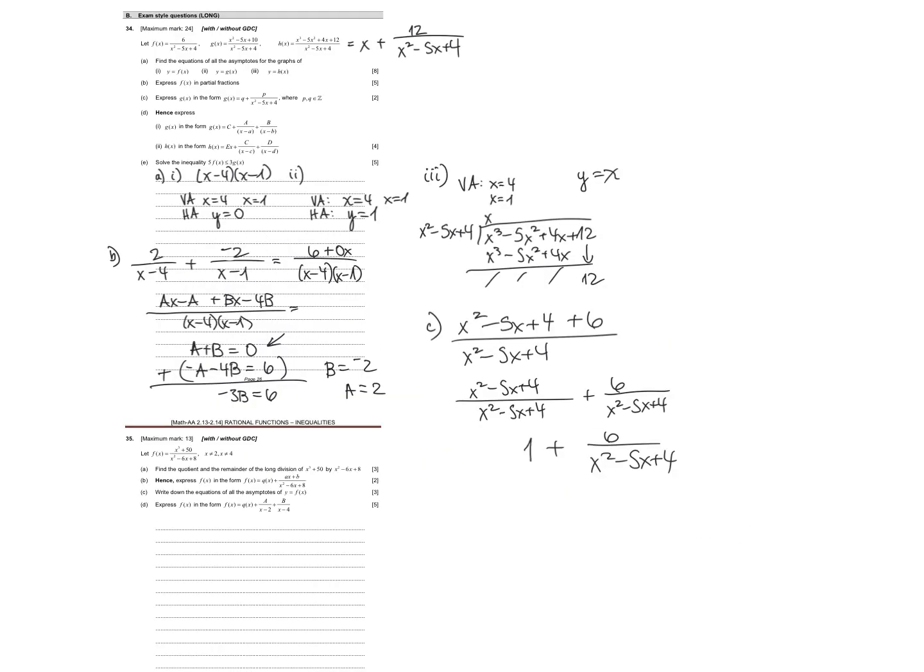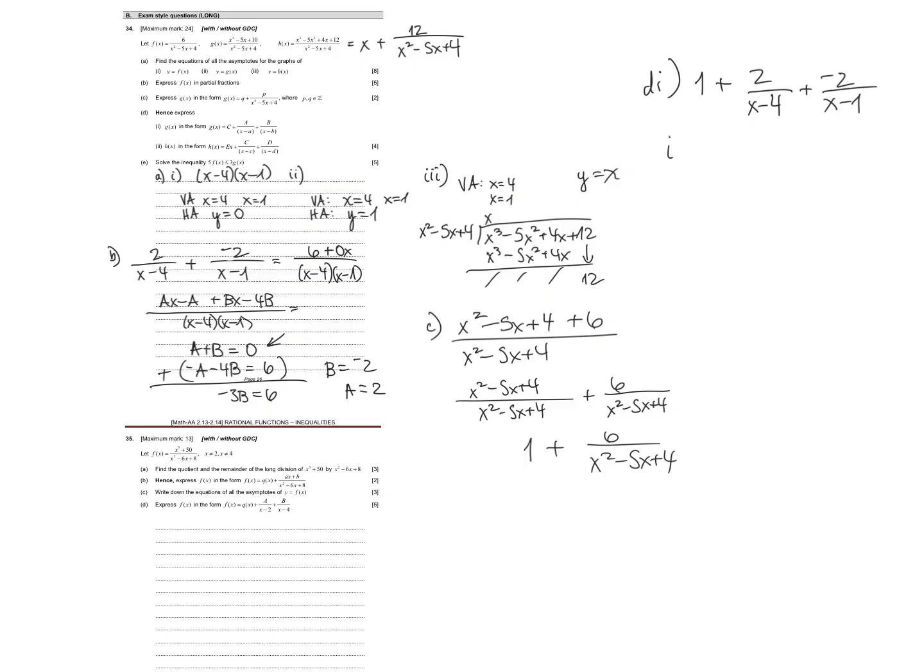So D, I, it says, G, we want to express G in that form. So 1 plus, and we already know from B that that's going to be 2 over x minus 4 plus negative 2 over x minus 1.